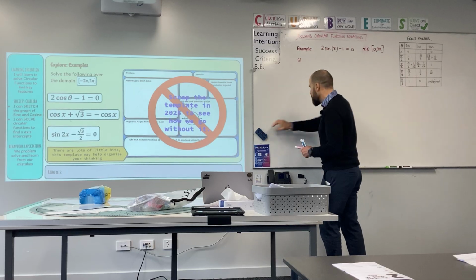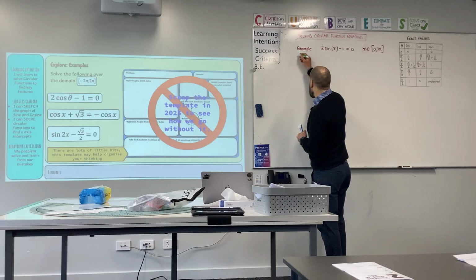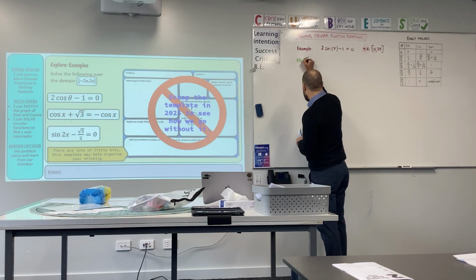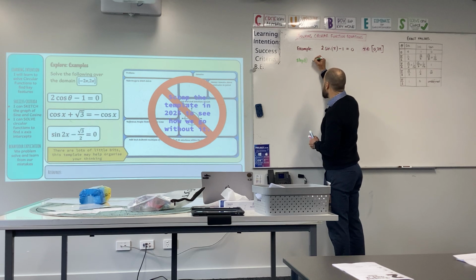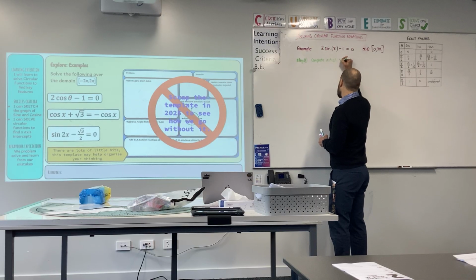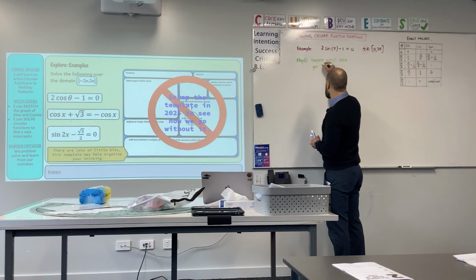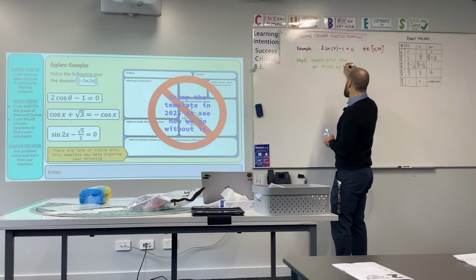Oh, let's change my colour scheme going on here. Is the green okay for step 1? Right. Is the green still okay?